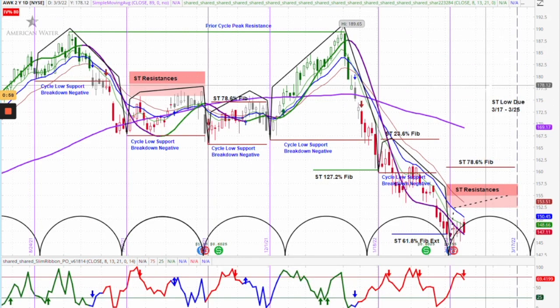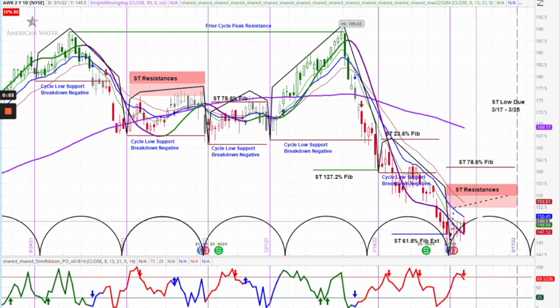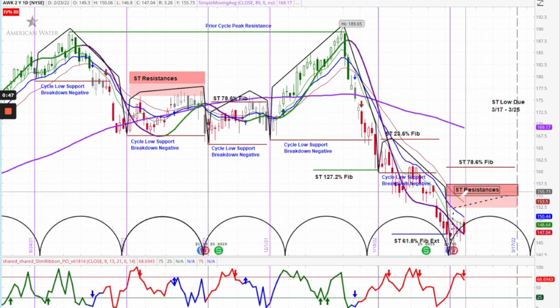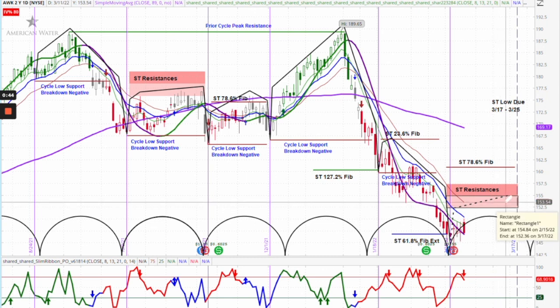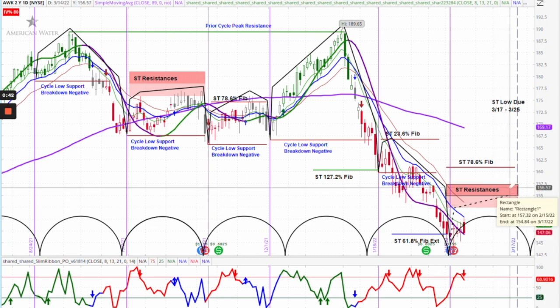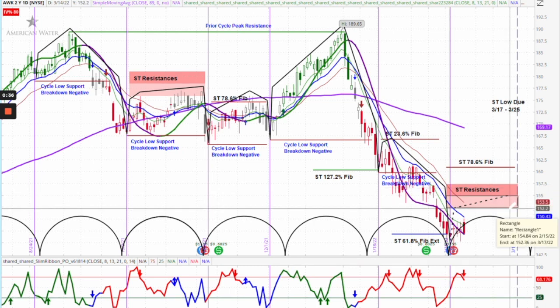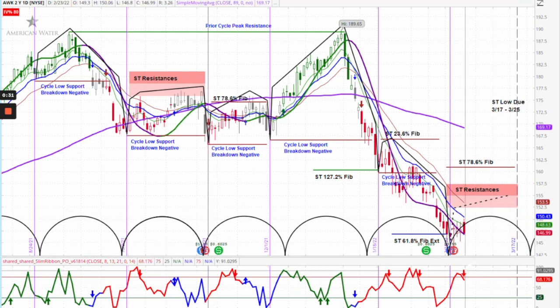Notice that we're early in the rising phase of this new cycle on the daily chart, but because of where we are on the weekly chart and with momentum negative in both time frames, if American Waterworks gets up into this resistance zone from about 152.30 to 157.30, it would be a sell zone, and our target would be that $140 area on the weekly chart. Notice that we are getting a momentum continuation signal to the downside on the slim ribbon PO.